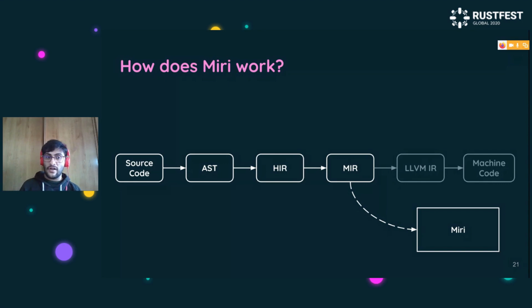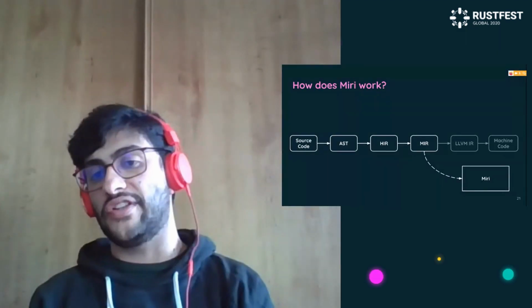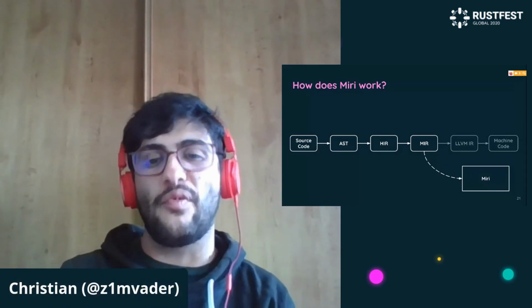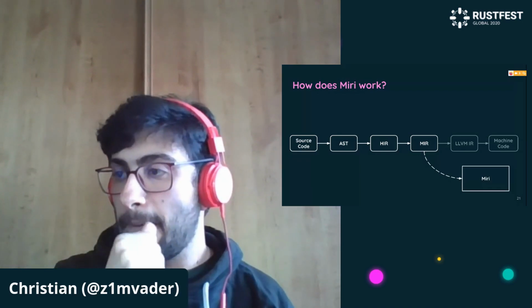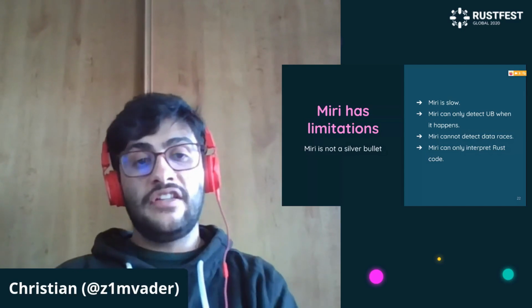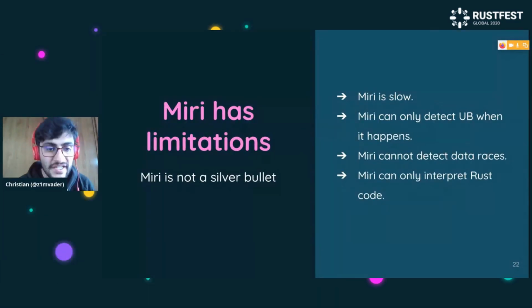I'm showing you this because here is something super important: Miri cannot interpret programs that aren't Rust programs. So if you have a C library that you run with your Rust program, Miri cannot interpret that in any way. That program doesn't have the same syntax. The compiler doesn't even understand that program, so you cannot interpret it using Miri. And there are some limitations that Miri has. Miri is not perfect. It's not a silver bullet for all your undefined behavior problems.